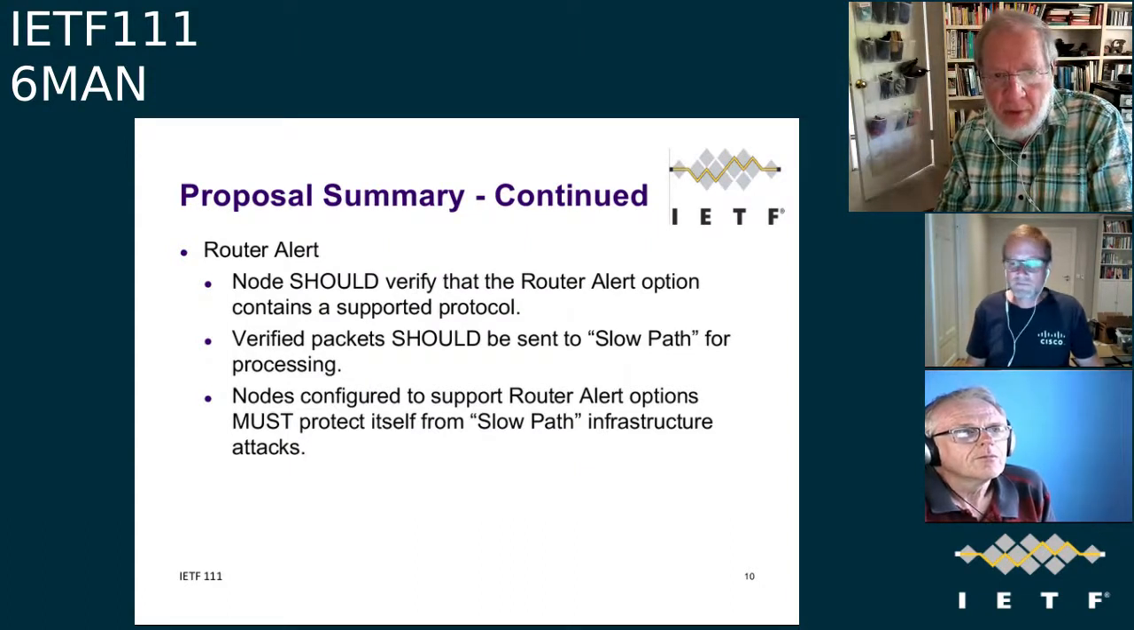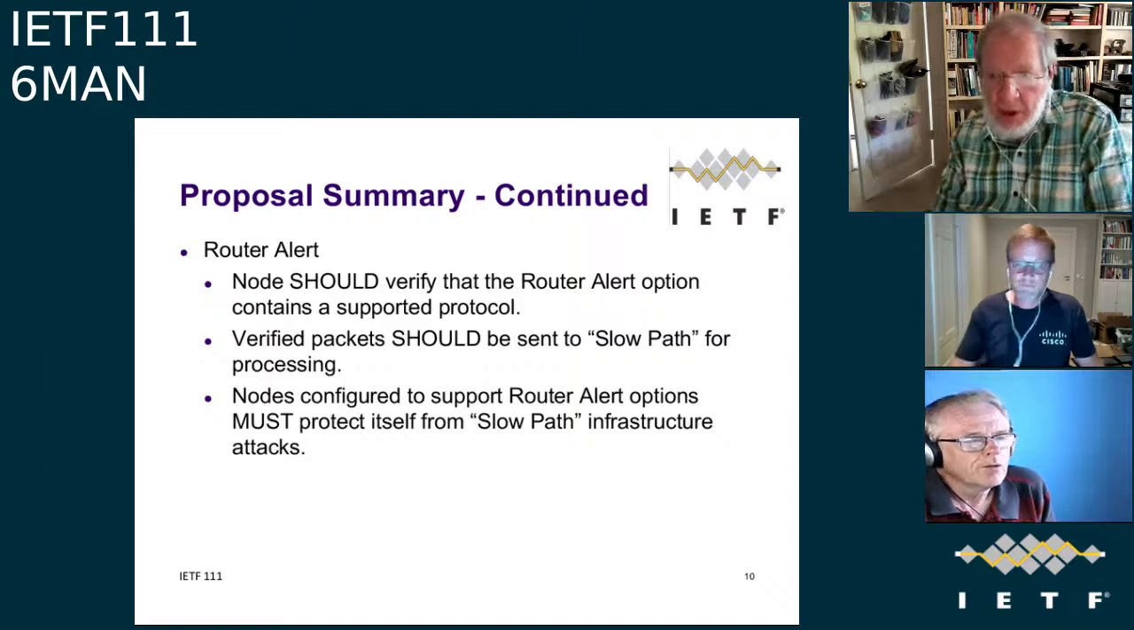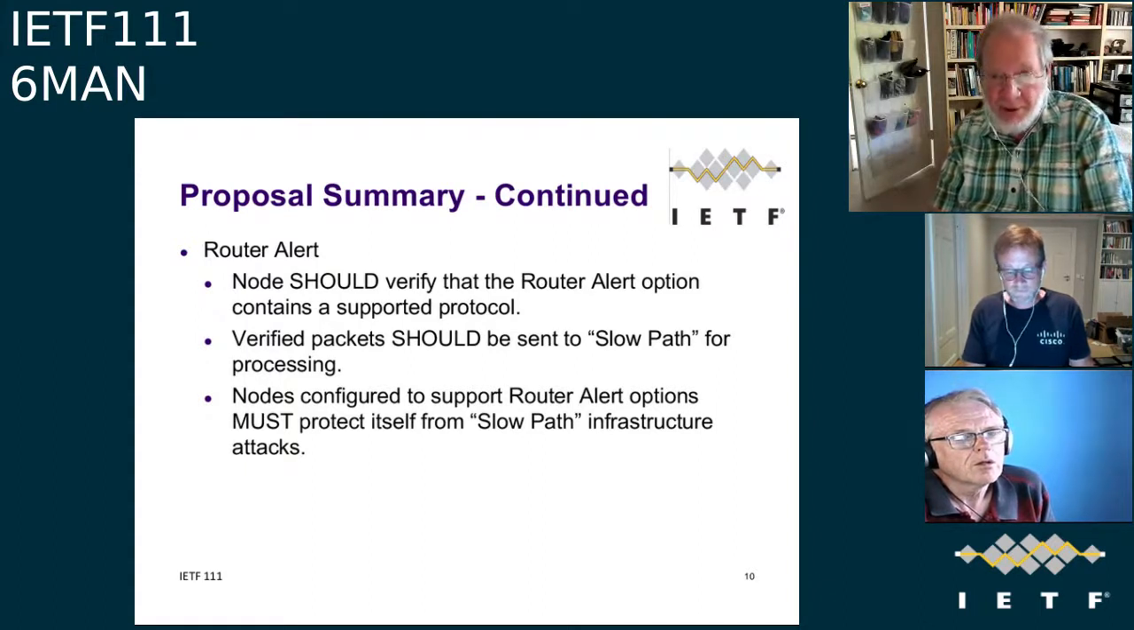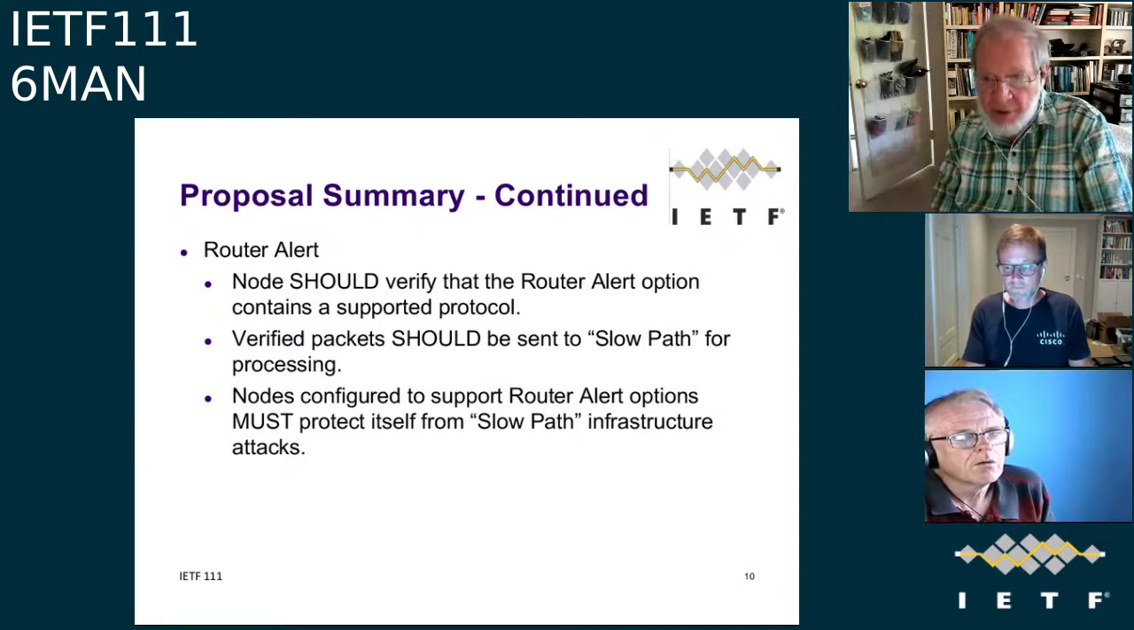Okay, so this is just finishing up what's in the current draft. The draft currently says, about router alert, the node should verify that the router alert contains a supported protocol. The router alert format says here's the thing you should be looking at. And so obviously if you can't do that in the slow path, then don't send it to the slow path. And so only verified packets should be sent to the slow path. I think this helps a little bit.